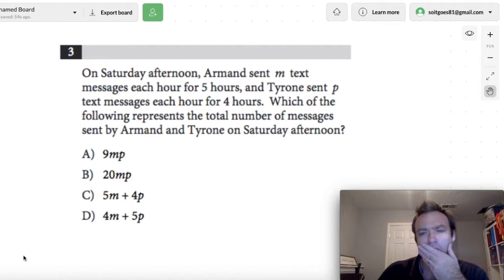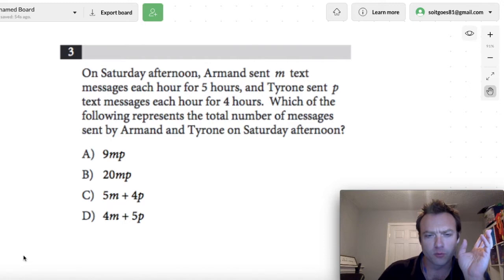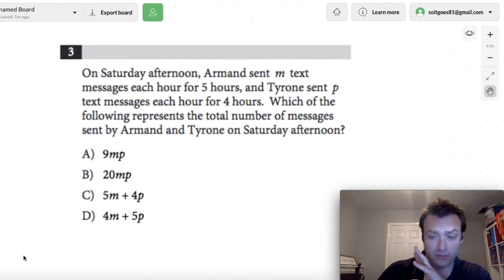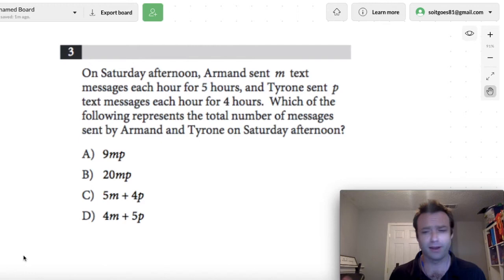Some students feel really comfortable. They just look at this and they kind of know what the right answer is if they're familiar with algebraic operations. If that's not you, and by the way, it's not a problem, I'm going to show you exactly how to solve this without even thinking about algebra. All right. So let's just jump right into that.